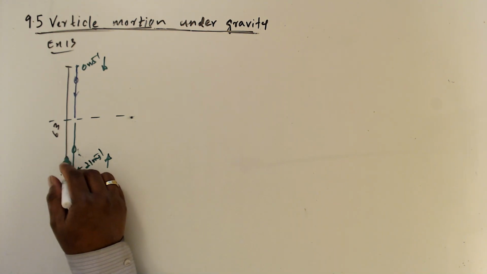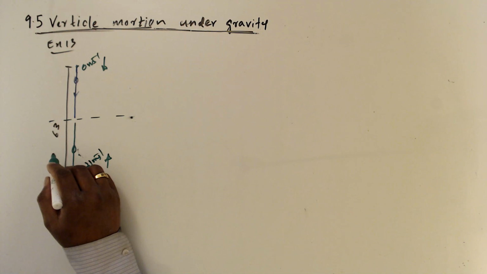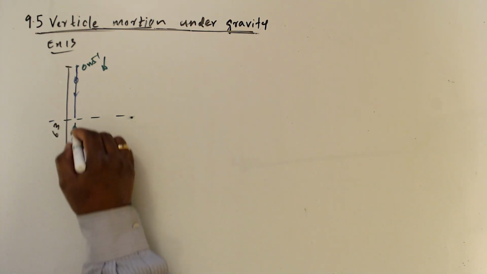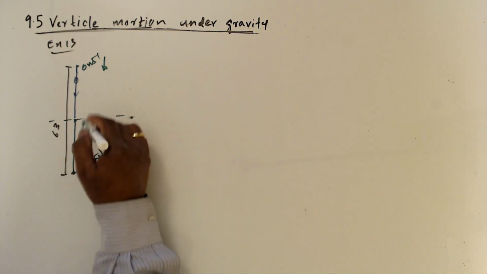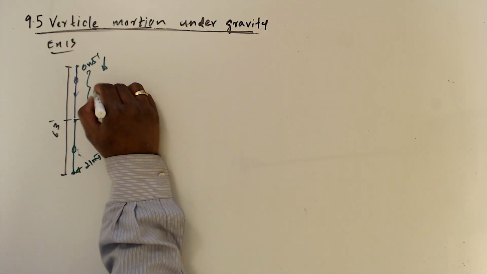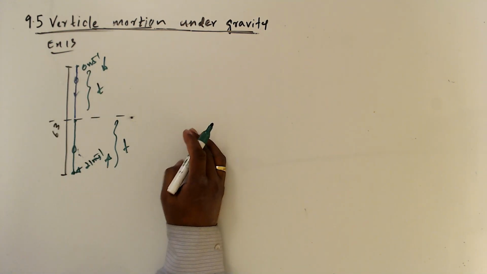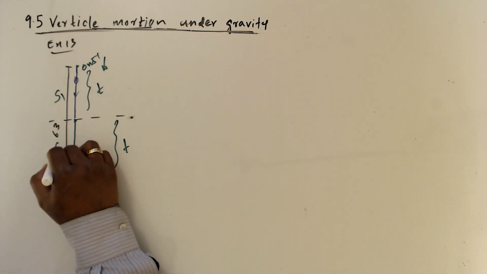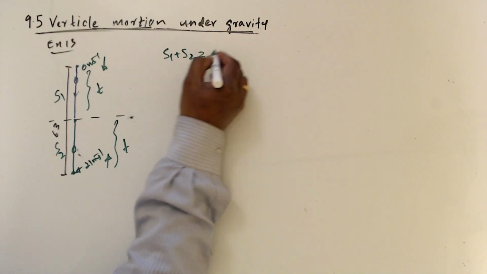At the same time, as A begins to fall, another ball B is projected vertically upwards from the bottom of the tower. The balls collided in this place. When the balls collided, one requirement is they travel the same time. If this is t, this is also t, but they have two different distances. So this distance may be s1, this distance may be s2, but s1 plus s2 is 63.